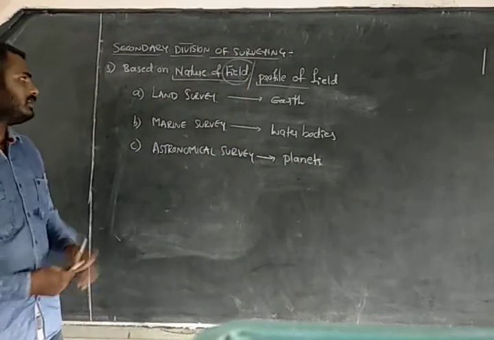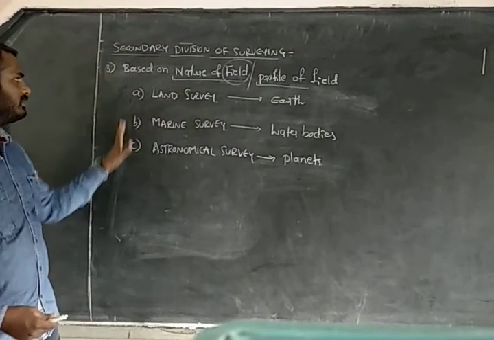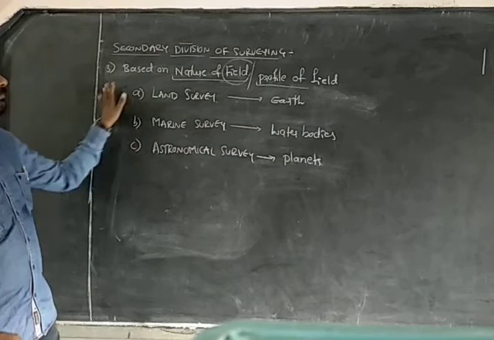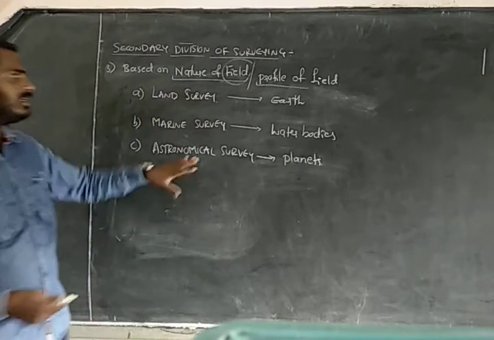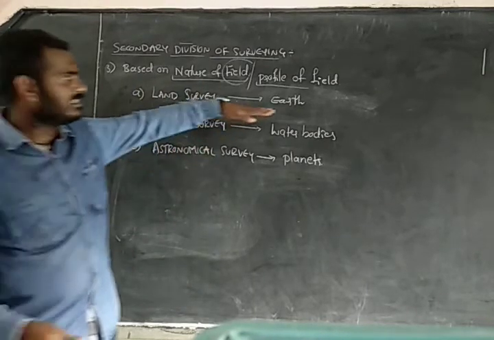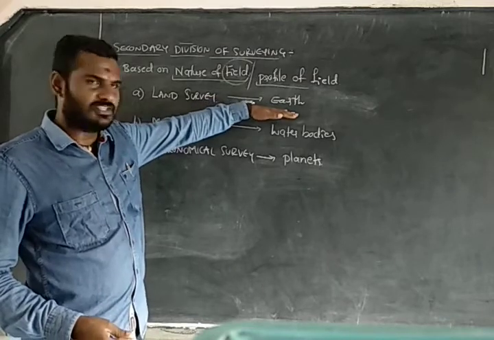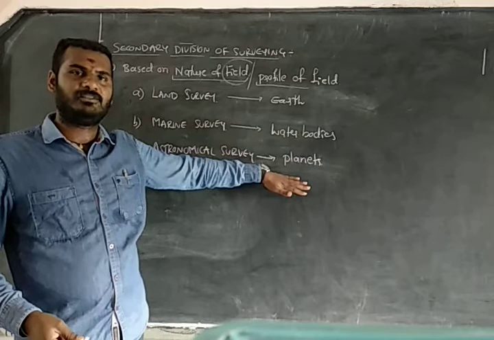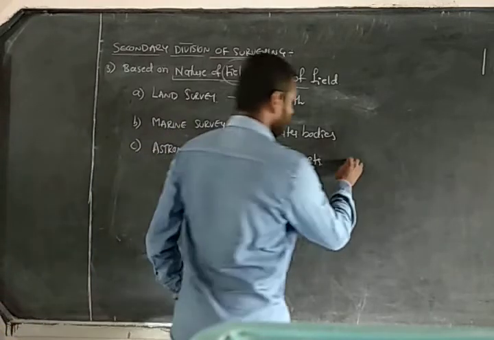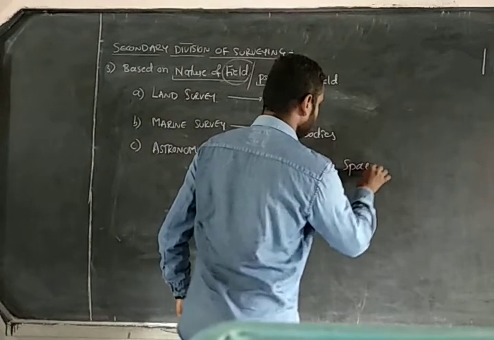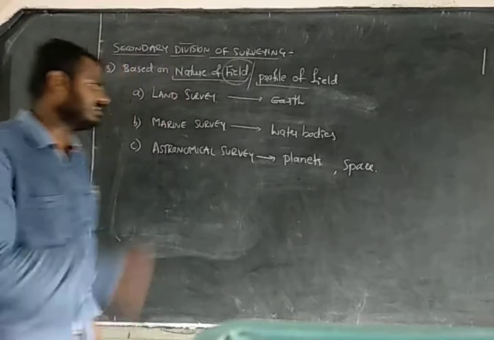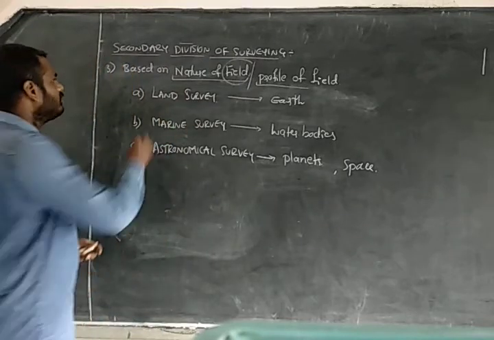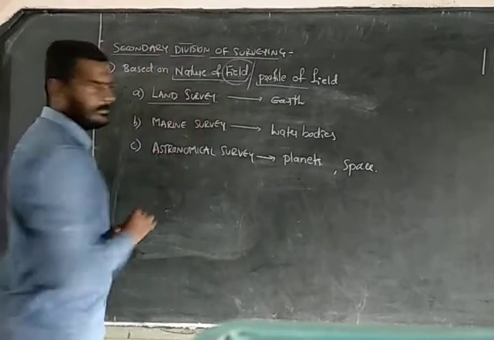So this is the main agenda of these three subclassifications based on the nature of the field. Here we are dealing with three different fields. First field is the earth and its features. Second field is the water bodies, and third field is the planets, meaning space. This is all regarding space structures and space bodies. So now let me come to the land surveying.